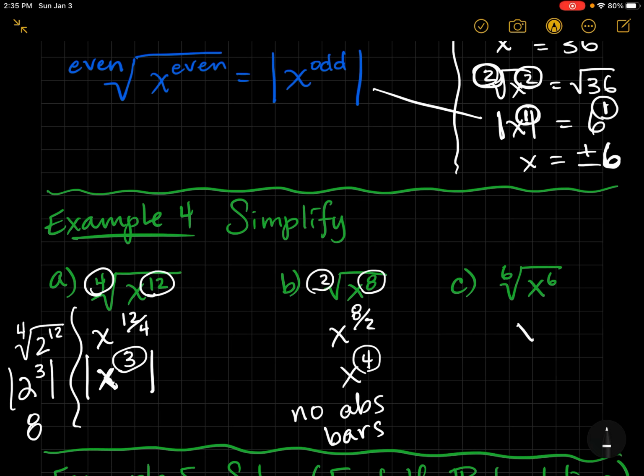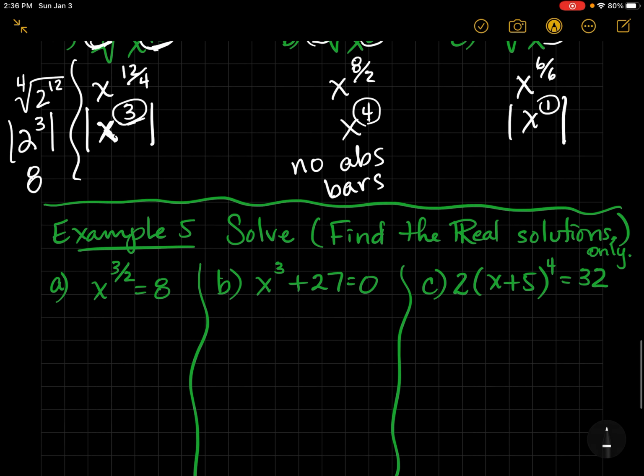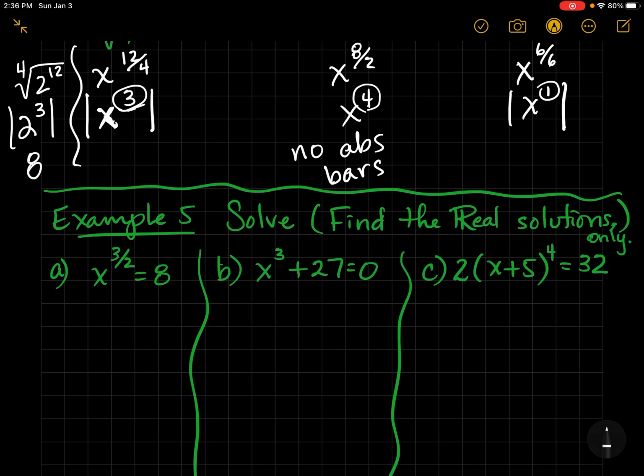Here, x to the 6 over 6, that reduces to 1. Even, odd. So we need bars. Only use bars if it's even, odd. And notice the numbers that we're checking: index, under the radical, final result. Alrighty, let's do our last example.